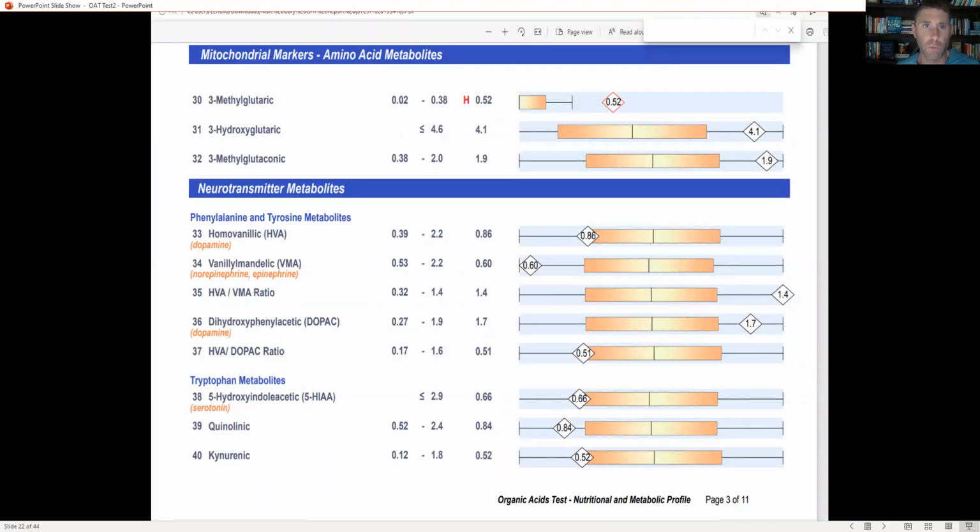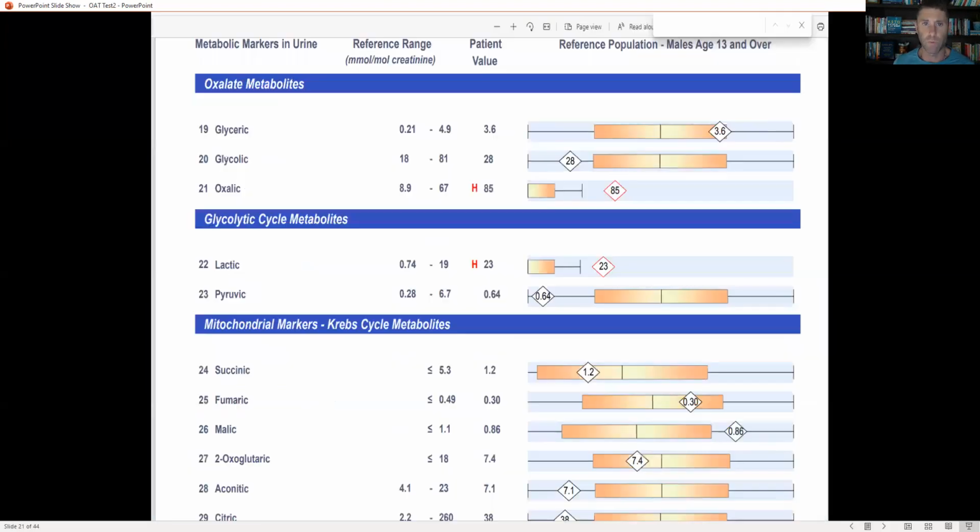And so some of the markers we're looking at: amino acid metabolites, 3-methylglutaric, 3-hydroxyglutaric, 3-methylglutaconic. And so again, if these markers are elevated, could be issues with mitochondrial function in general, could be issues with magnesium deficiency, and just overall energy production, right, with that.